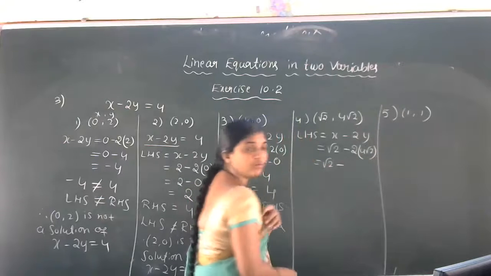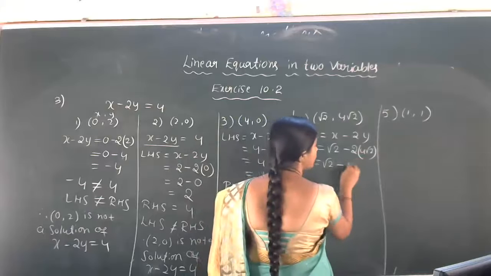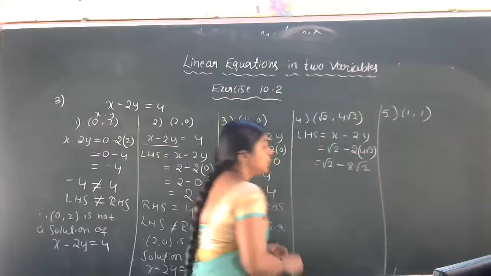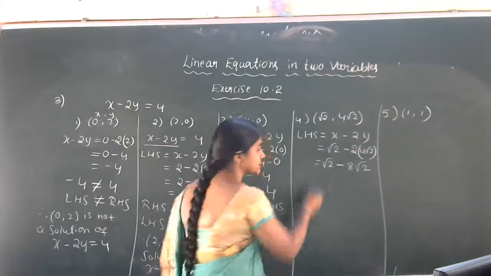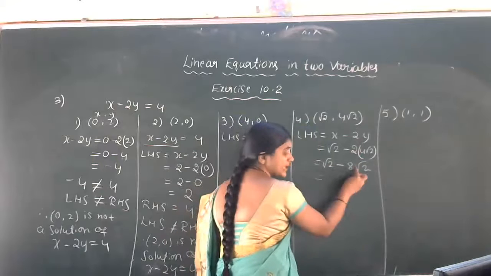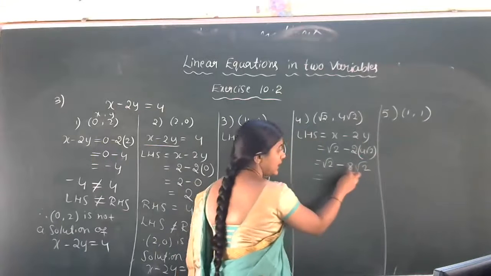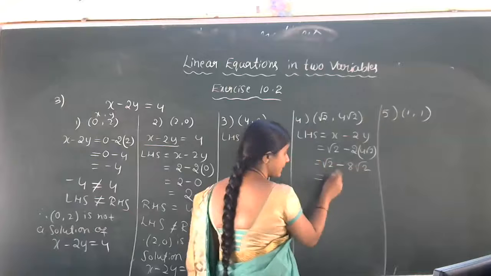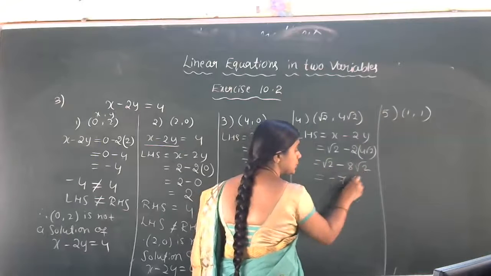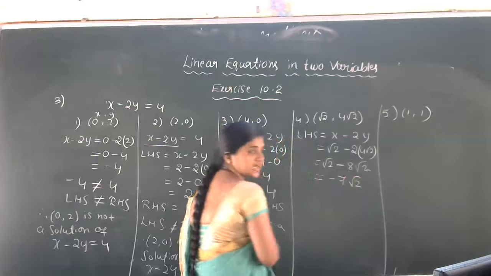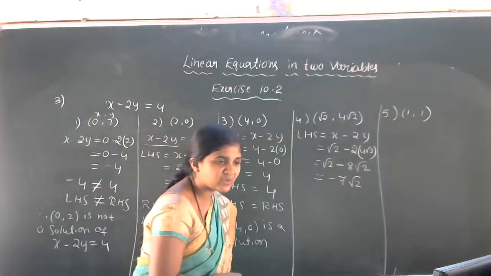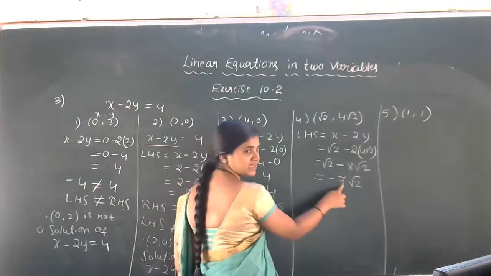Now you just have root 2 minus 2 into 4 root 2. What is the value? 4 2s are 8, so 8 root 2. Root 2 minus 8 root 2. What is the simplified answer? We can subtract, no? Subtracting root 2 from 8 root 2 gives minus 7 root 2. Why minus? Because the bigger number's sign is minus. So LHS we got minus 7 root 2.